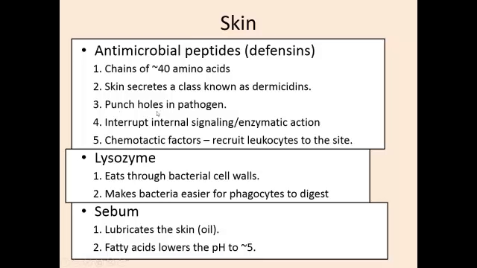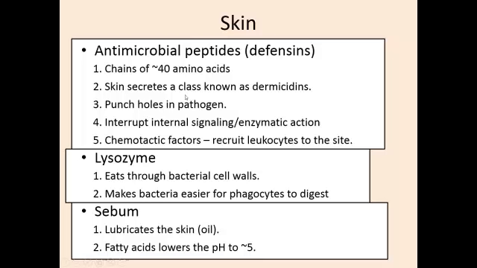And they have a tendency to do a variety of things, like they can punch holes in pathogens, they can interrupt internal signaling and enzymatic action of pathogens, and they act as chemotactic factors to recruit leukocytes to the site, which we're going to be talking about in the second line of defense.